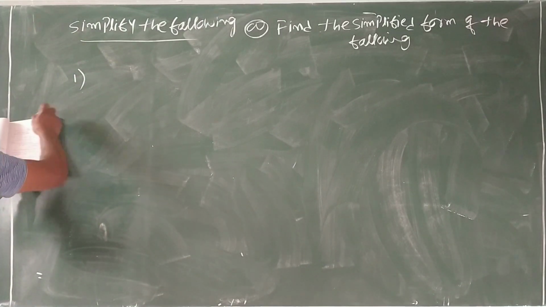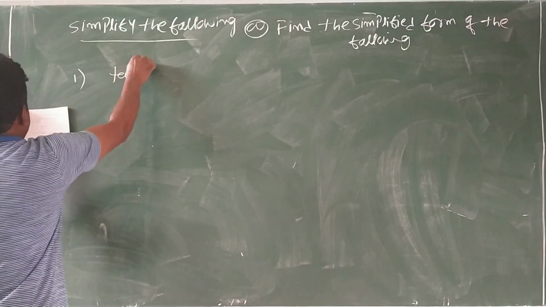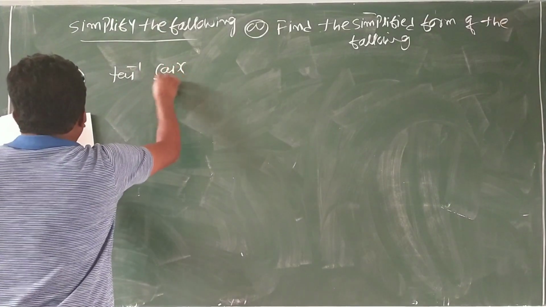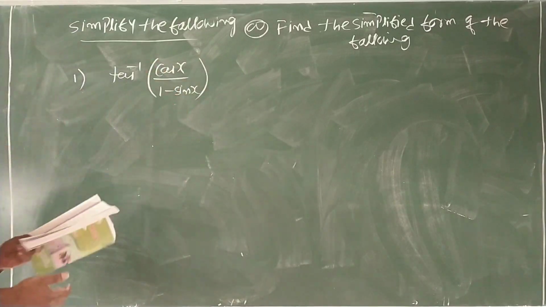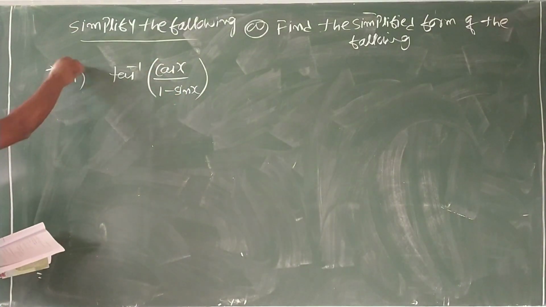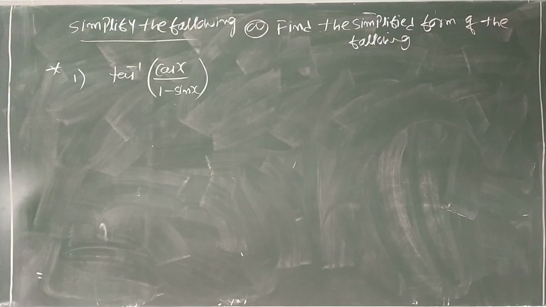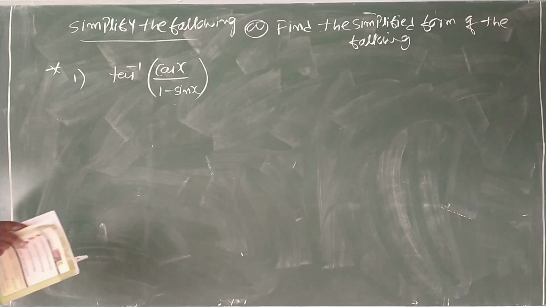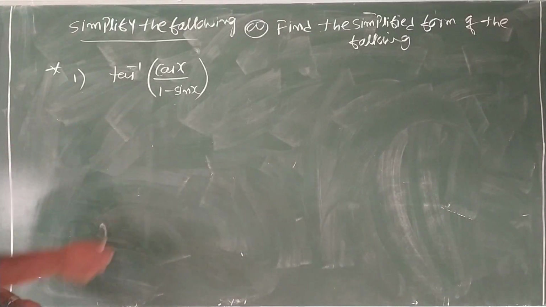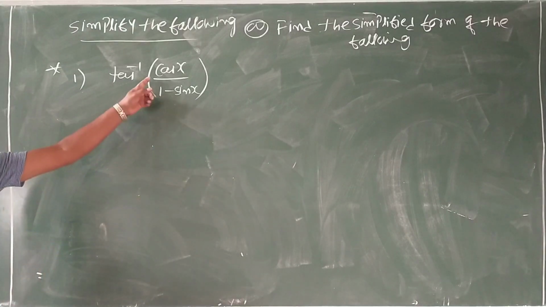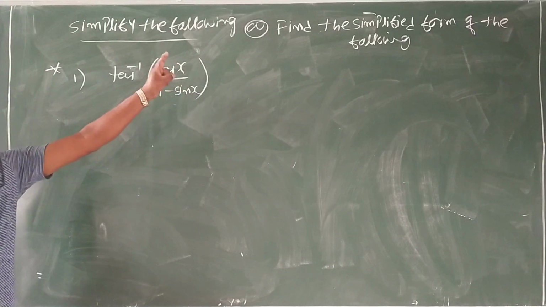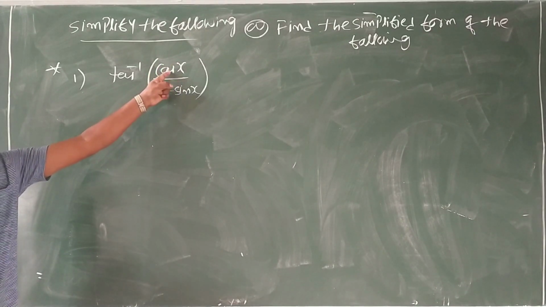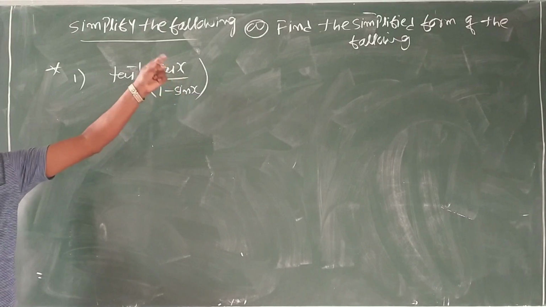First question is tan inverse cos x by 1 minus sin x. You put a star for this, students, it is quite different. Here direct simplification is not possible. We cannot simplify this directly. You do one thing. Change cos into sin and sin into cos.